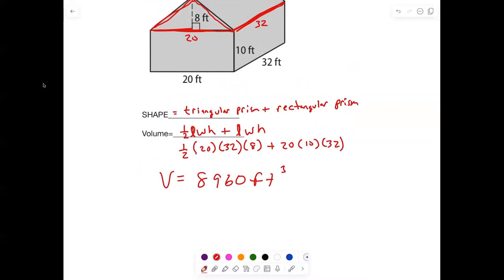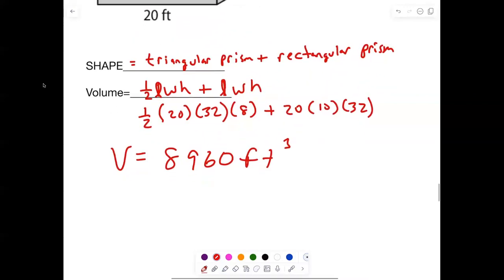We all should get the same answer because we all wrote down the formula. Now, sometimes I like to save some time. Instead of typing in the fraction 1/2, I just type in 0.5 times 20 times 32 times 8 plus 20 times 10 times 32. Come on, that's embarrassing. You can't type that in on a calculator. We should have one answer. Is that correct? 8,960. Anybody still not getting 8,960?